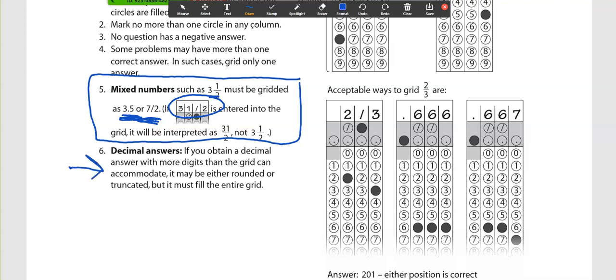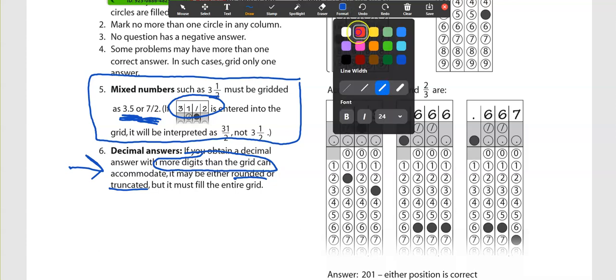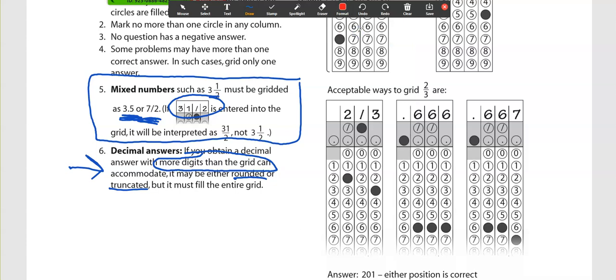Number 6 here, decimal answers. If you get a decimal answer with more digits than the grid can accommodate, then you may round or truncate. Most kids, when I ask about rounding, know exactly what I'm talking about. When I ask them what truncating is, they have no idea what I'm talking about. So let me fill you in. Suppose that the answer to the question was 2/3. One of the acceptable ways to write the answer is 2/3.